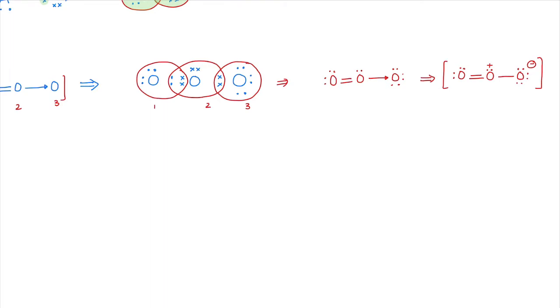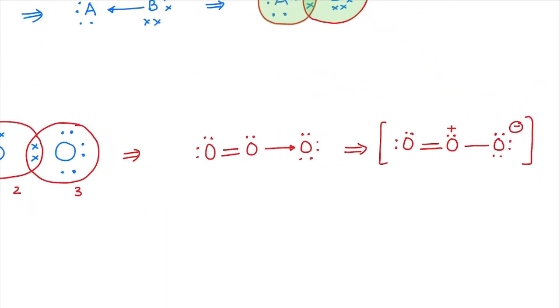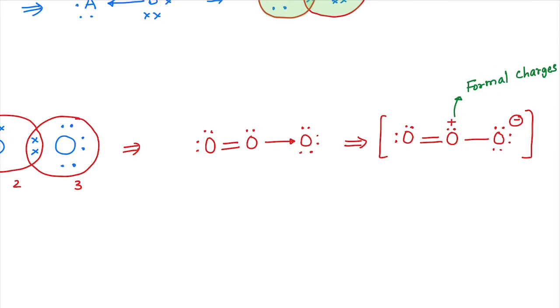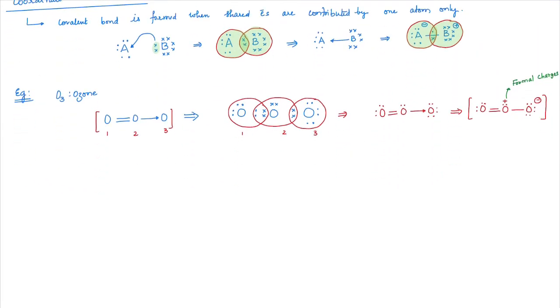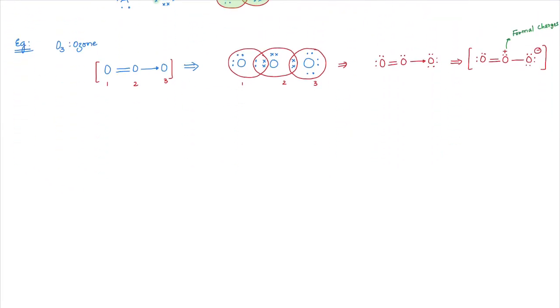Now the charges which I have written on these elements are what we call formal charges. These are not actual charges. This is not like an ionic charge. This is a hypothetical charge which we give to the elements showcasing their bonds. Got it? I hope all of you understood that.